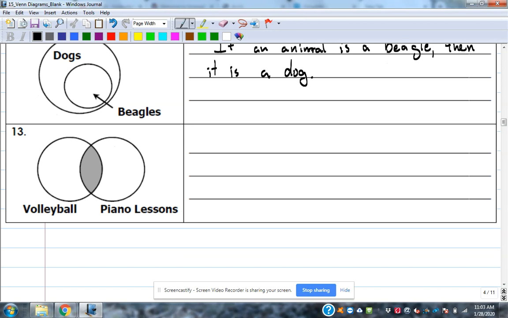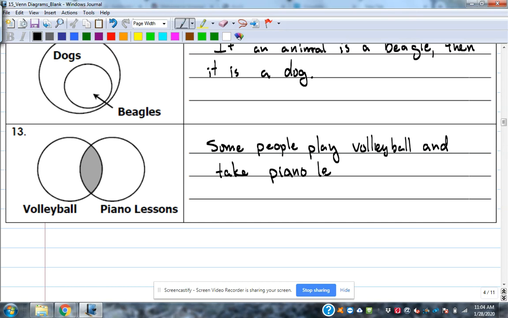All right, number 13. We got a nice little picture there. We got volleyball and then piano lessons. P and U, that would be the symbol. Okay. Let's write a statement for that. So this is an and, right? So some people play volleyball and piano lessons.